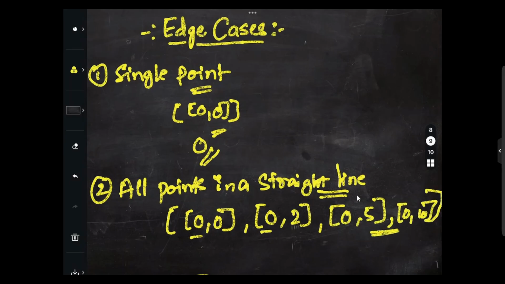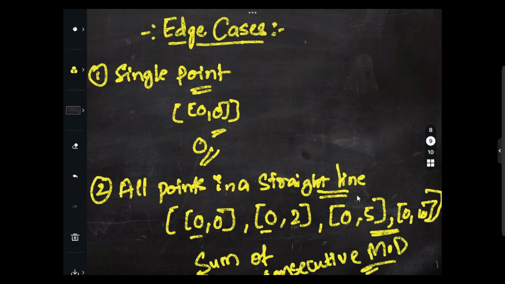So output will be sum of consecutive Manhattan distance. You can just try out in the same way. If you want the output, you can just try out in the same way that I had showed for the example 1 in the approach, right? Sum of consecutive Manhattan distance, I'll just give here MD. So this is for the condition all points in a straight line.